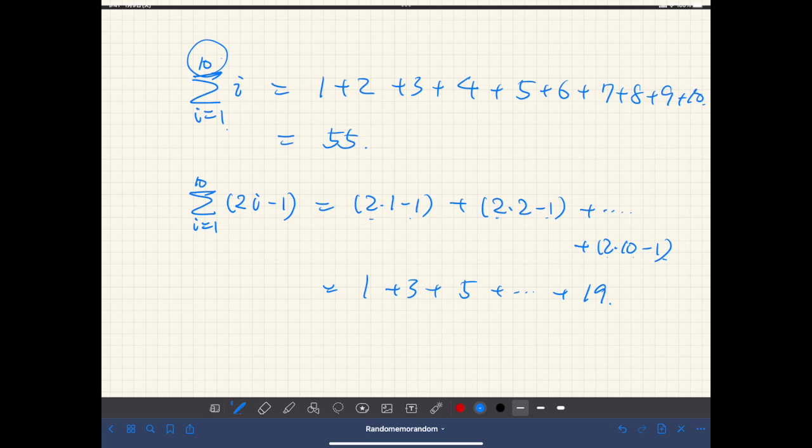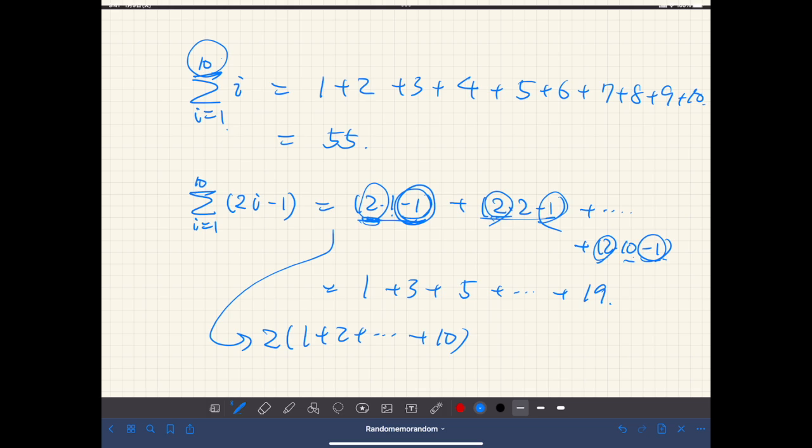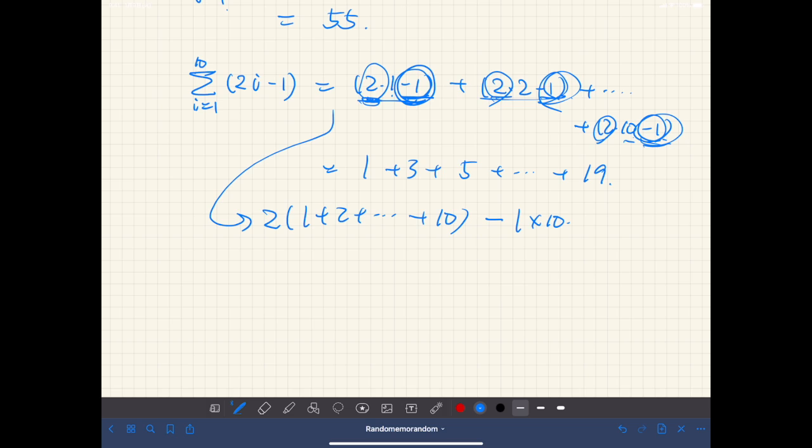And since this is just a summation, we can see the pattern here. Every term here, we multiply by 2 and subtract 1, right? So from here, we can factorize this 2 out, so 2 times 1 plus 2 plus and so on, up to 10. And we have minus 1 that appears 10 times. So minus 1 times 10, because this minus 1 appears 10 times.